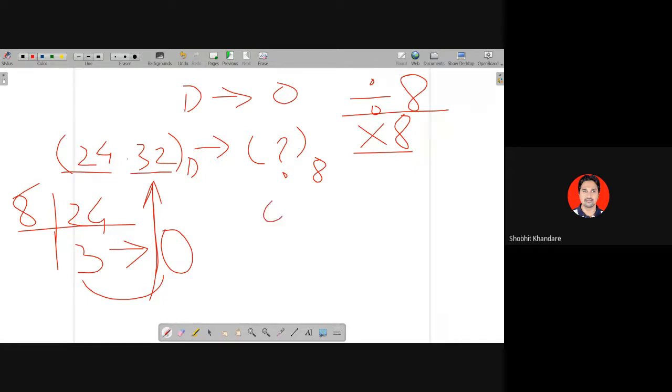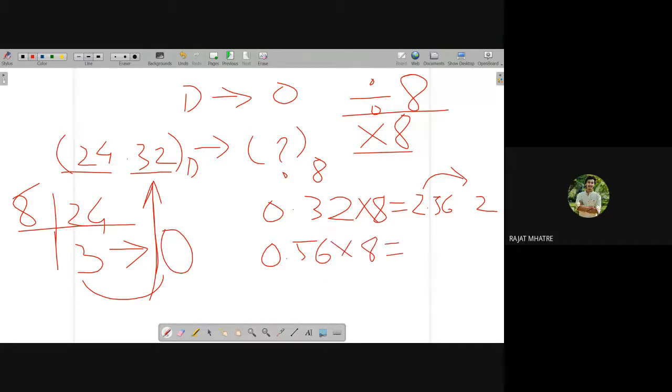Fractional part is 0.32. Don't forget to mention 0.32. Multiply by 8. Do it on calculator. Tell me. 2.56. I am interested in the integer part, so keep this 2 here. And I have to multiply again 0.56 into 8. Tell me. 4.48. I am interested in integer part, keep it aside.